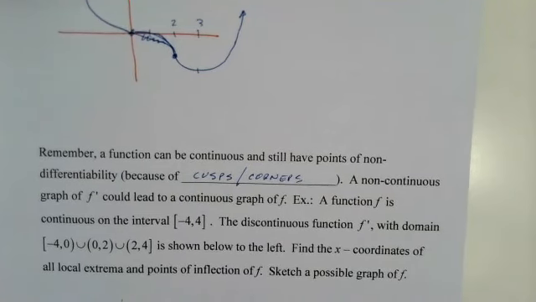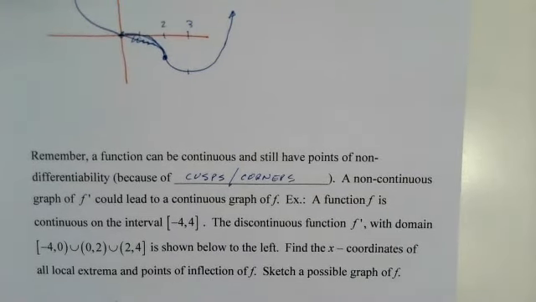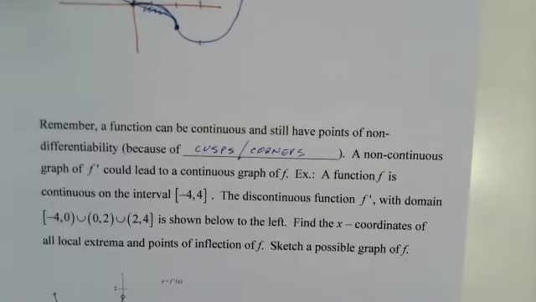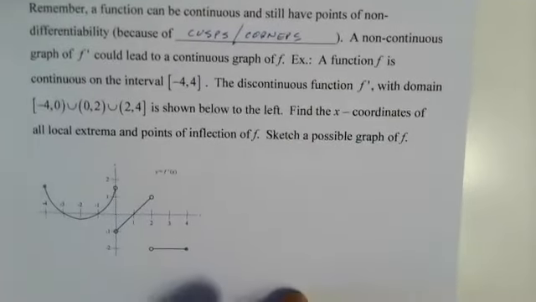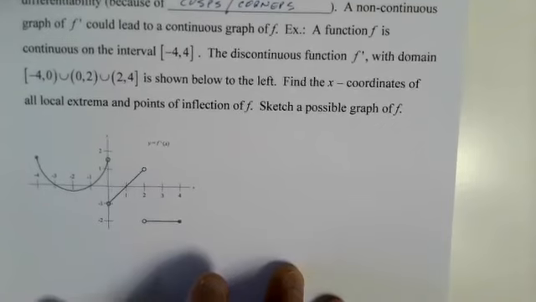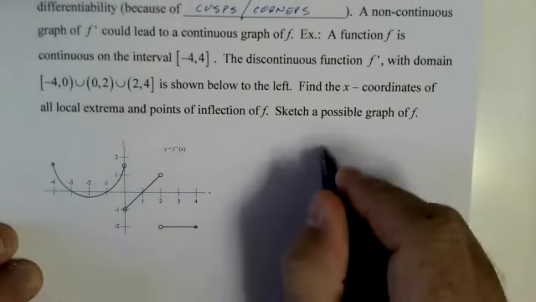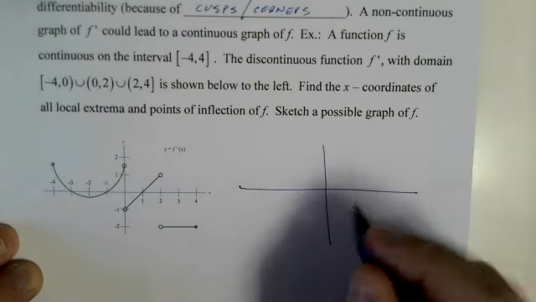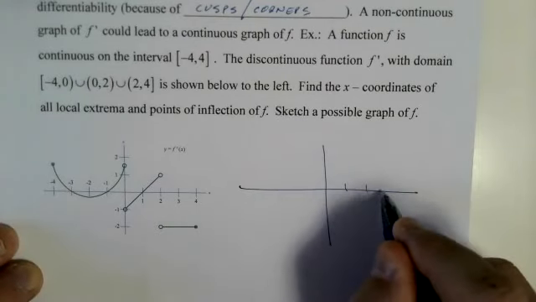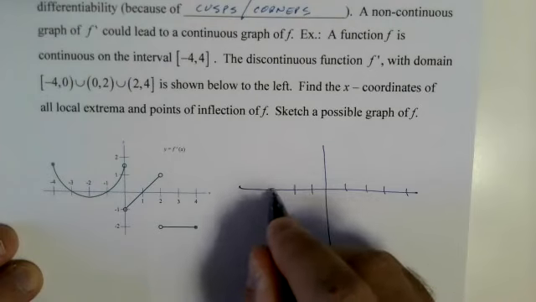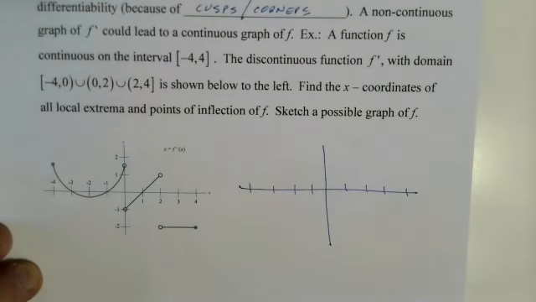So here's a really, really beautiful example. A non-continuous graph of the derivative could give you a nice smooth graph of the function, right? So here's a function that's continuous. It's going to have cusps and corners, you know that. 1, 2, 3, 4. 1, 2, 3, 4. Don't know where it starts. Could be anywhere. So let's just keep it simple. This is the derivative, right?